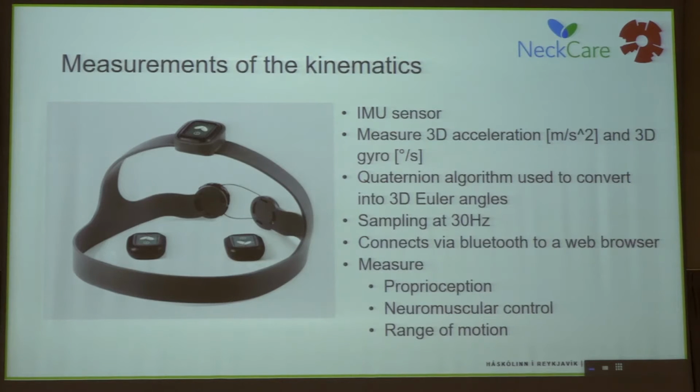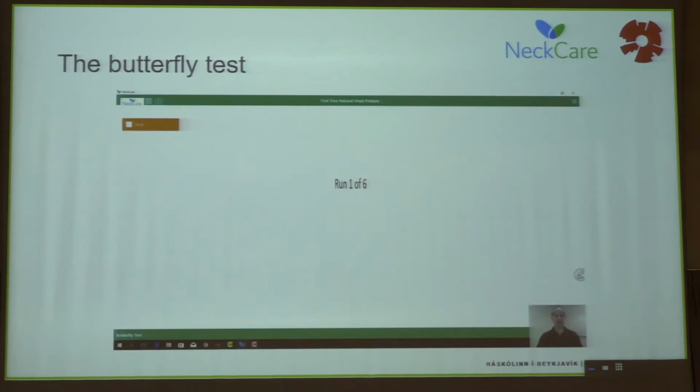So this is what we have come up with here: an IMU, measuring acceleration and gyro, and using an algorithm to convert them into 3D Euler angles. We transmit the data via Bluetooth to a PC, now on a web-based browser, and see if this works. Yeah.